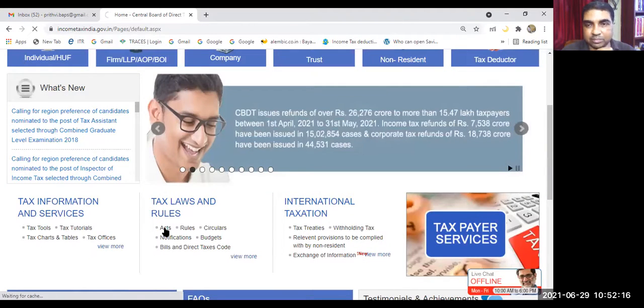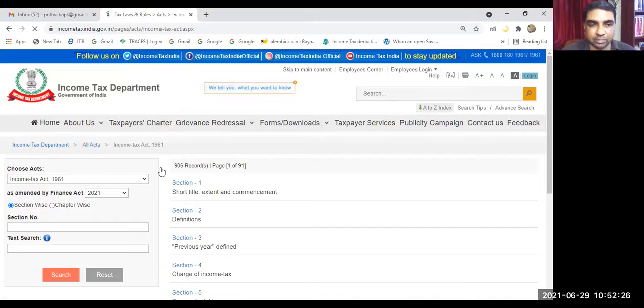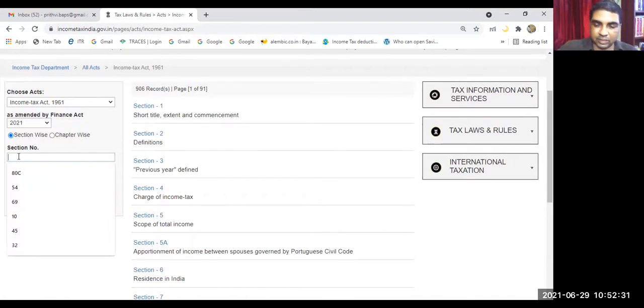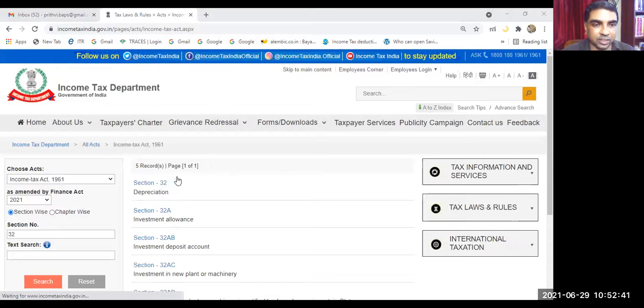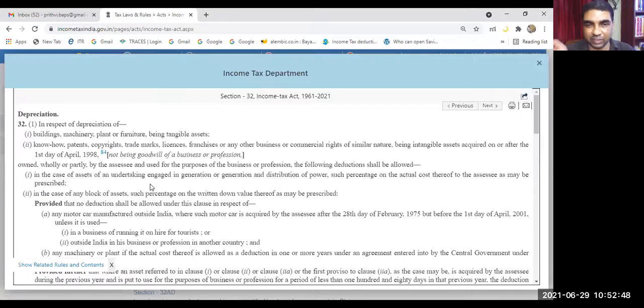Coming to Acts, Income Tax Act. Section 32. Let me search. Now you can see section 32. As you can see, it deals with depreciation. If I click here, you can read the entire provision. This is the provision which I am going to explain today, section 32.